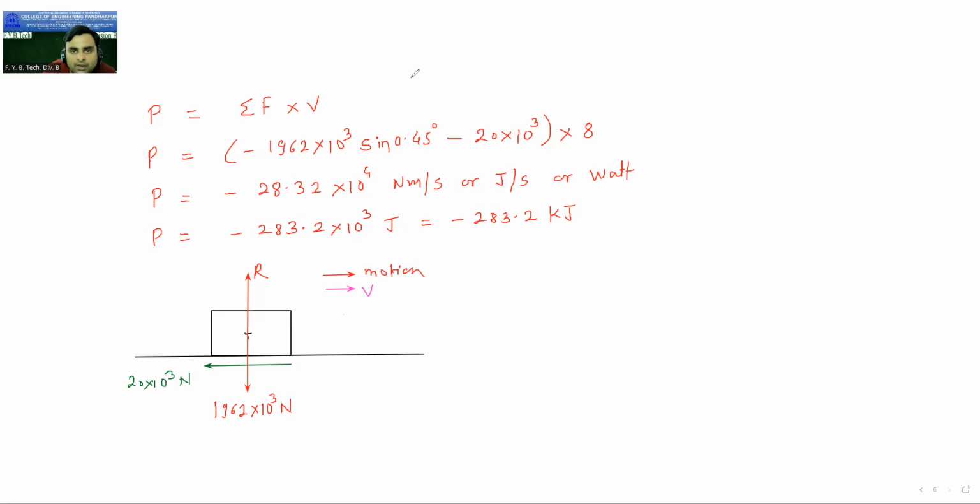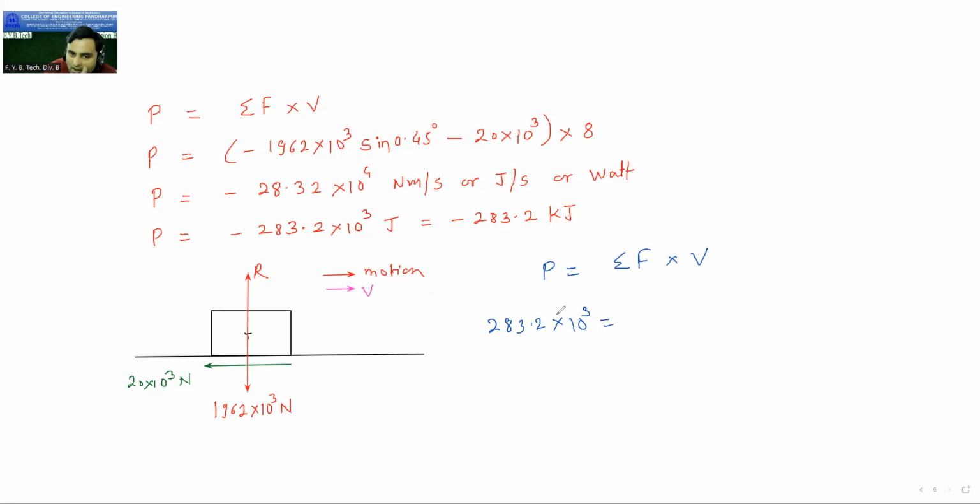Okay. So now again we know that power is equal to summation F into V. So what is the power? Same tractive resistance is given. So the power will be the same. So what is the power? Power is 283.2 into 10 raised to 3. This is the power which we have calculated, Newton meter per second.